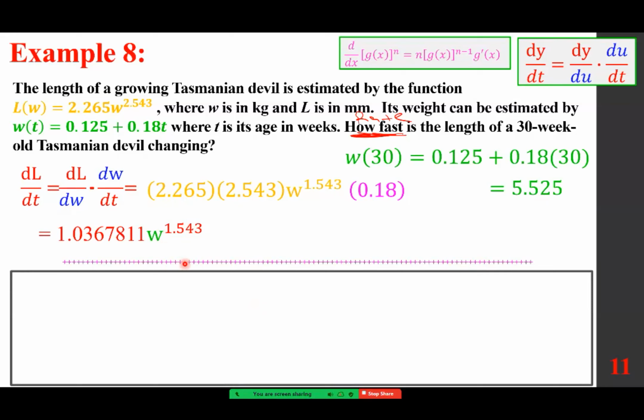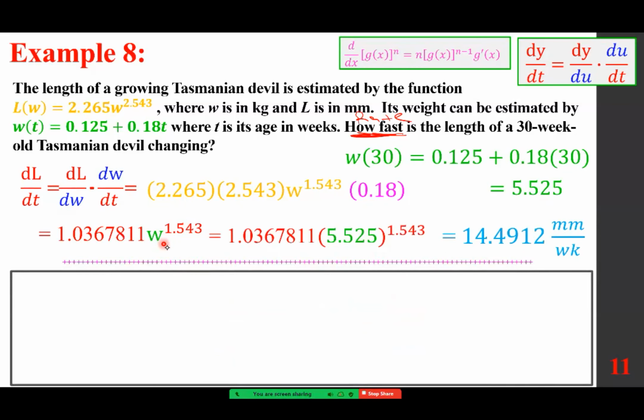Now we can replace that with 5.525, put it into a calculator, do the math. 14.4912 almost means 14.5. That means when the Tasmanian devil is 30 weeks old, the length is increasing by roughly 14.5 millimeters.